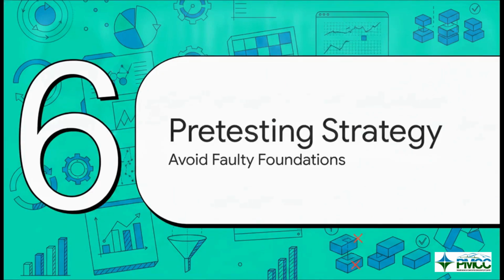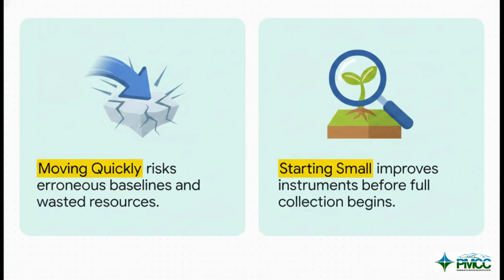Finally, Section 6, Pre-testing your strategy. Avoid the faulty foundation. You've got a massive organizational choice to weigh before a big rollout. If you move too quickly, you run the very real risk of establishing erroneous baselines. And if you set long-term targets against a flawed baseline, well, your entire monitoring system is built on a faulty foundation, which wastes an unbelievable amount of time and money.